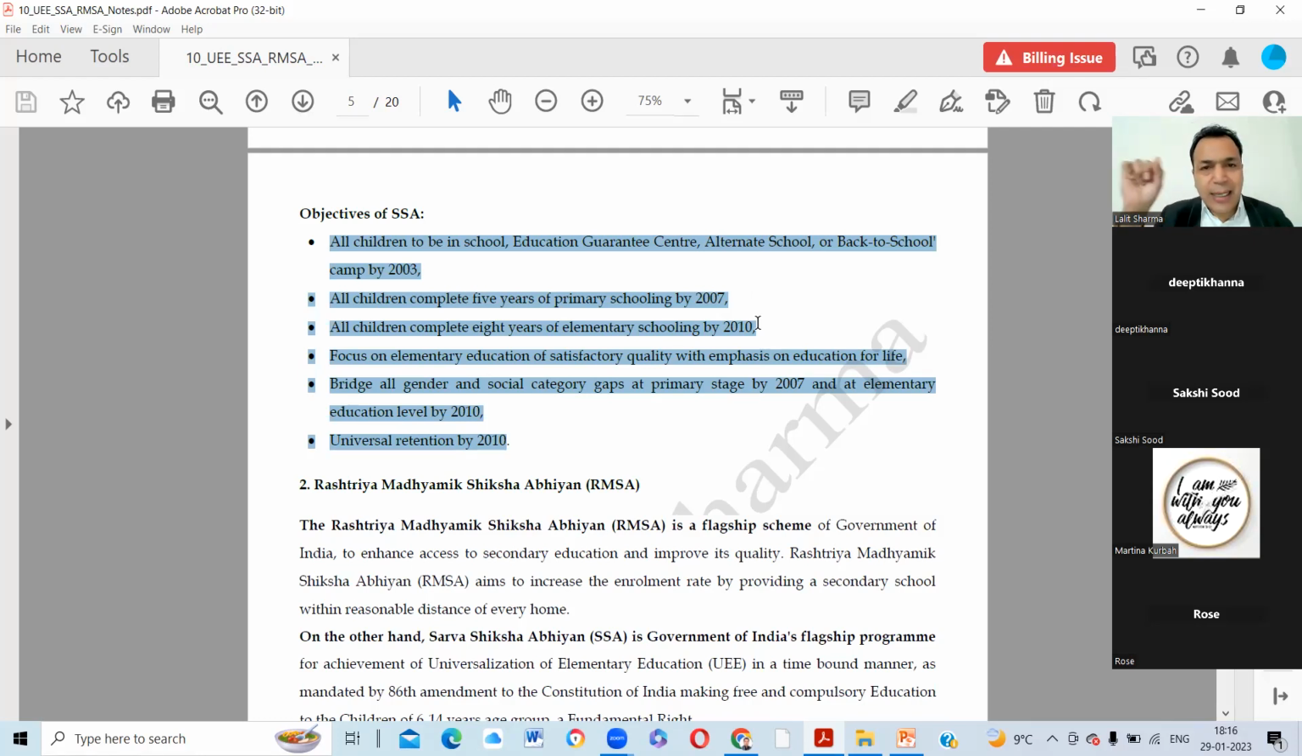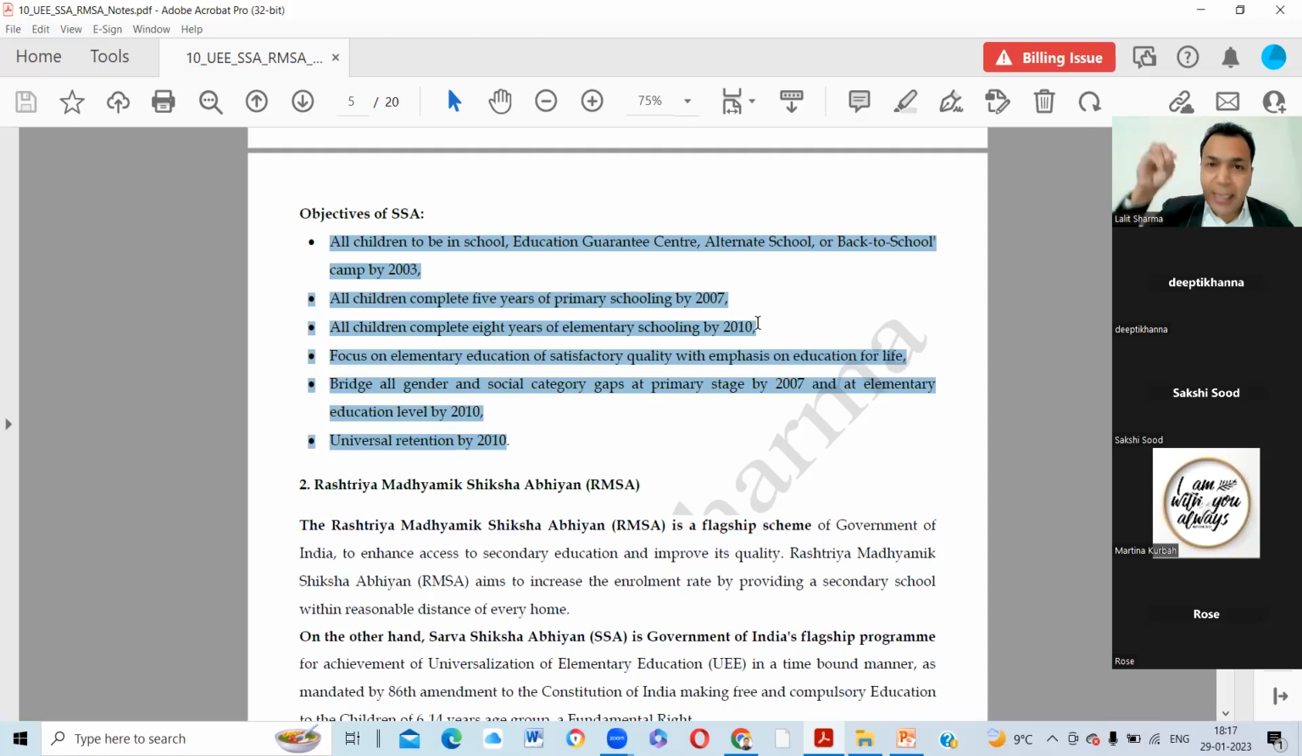Basically, SSA is another government program started in the year 2002. Right? And up to 2010, they thought that we will complete the 5 years of primary education and 8 years of elementary schooling, right? And we will also fill the gender and social category gaps. Okay. And up to 2010, we will achieve universalization of elementary education.